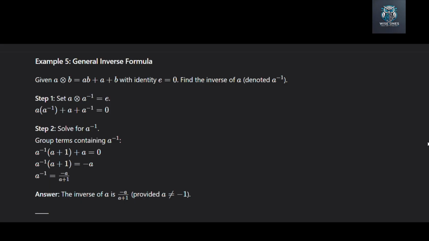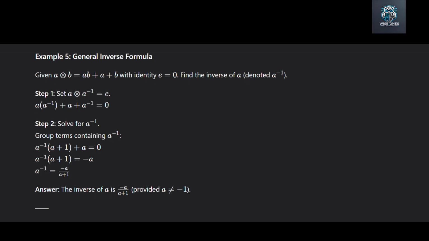Subtract A from both sides. A inverse times open bracket A plus 1 close bracket equals -A. Divide by open bracket A plus 1 close bracket, A inverse equals -A over A plus 1. The answer is the inverse of A is -A over A plus 1, provided A is not equal to -1. Now let us look at section 6. Solving equations with binary operations.